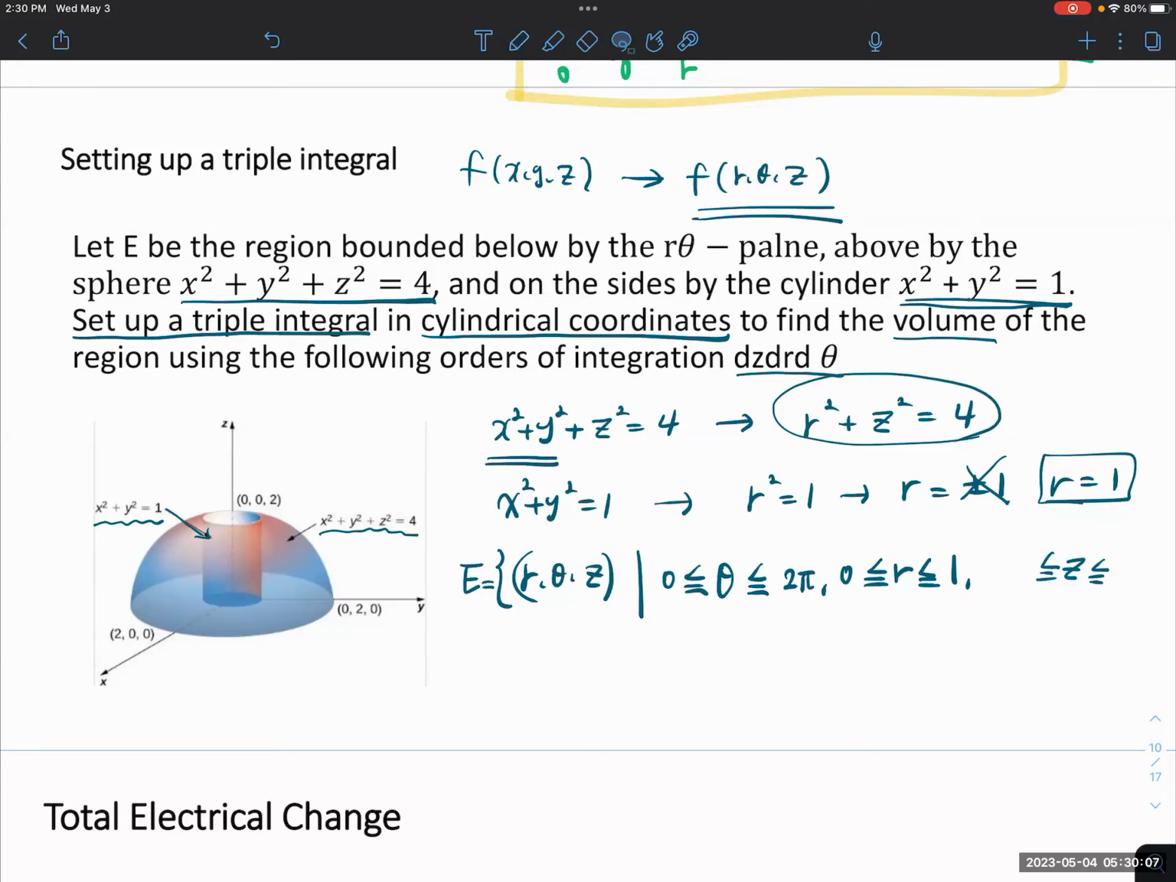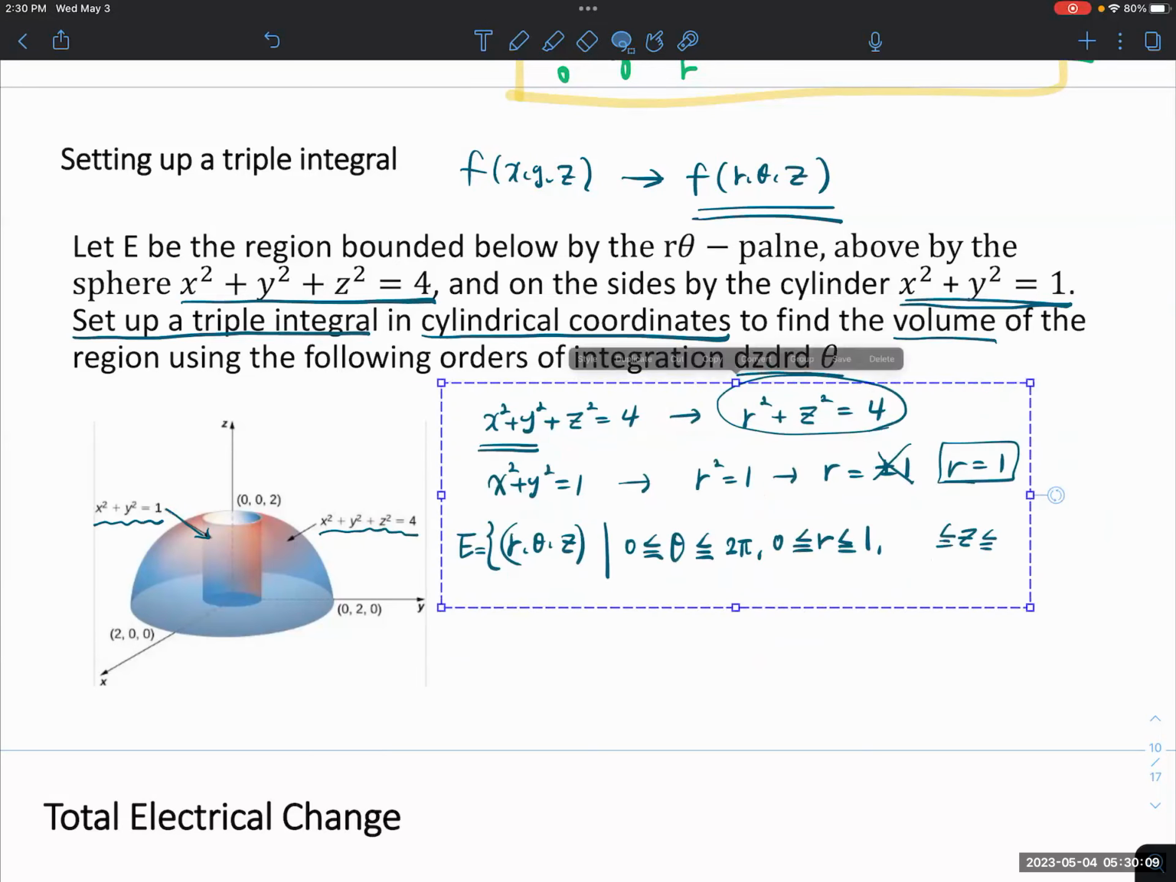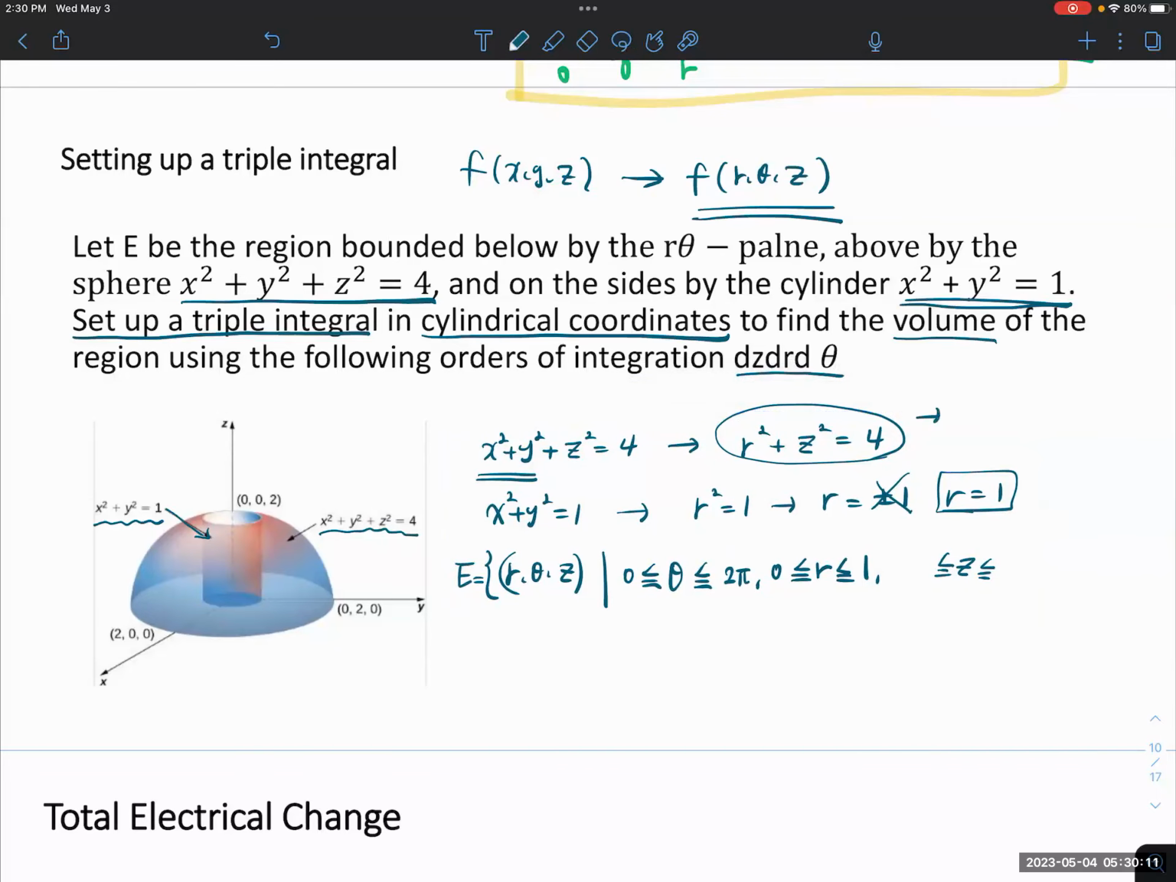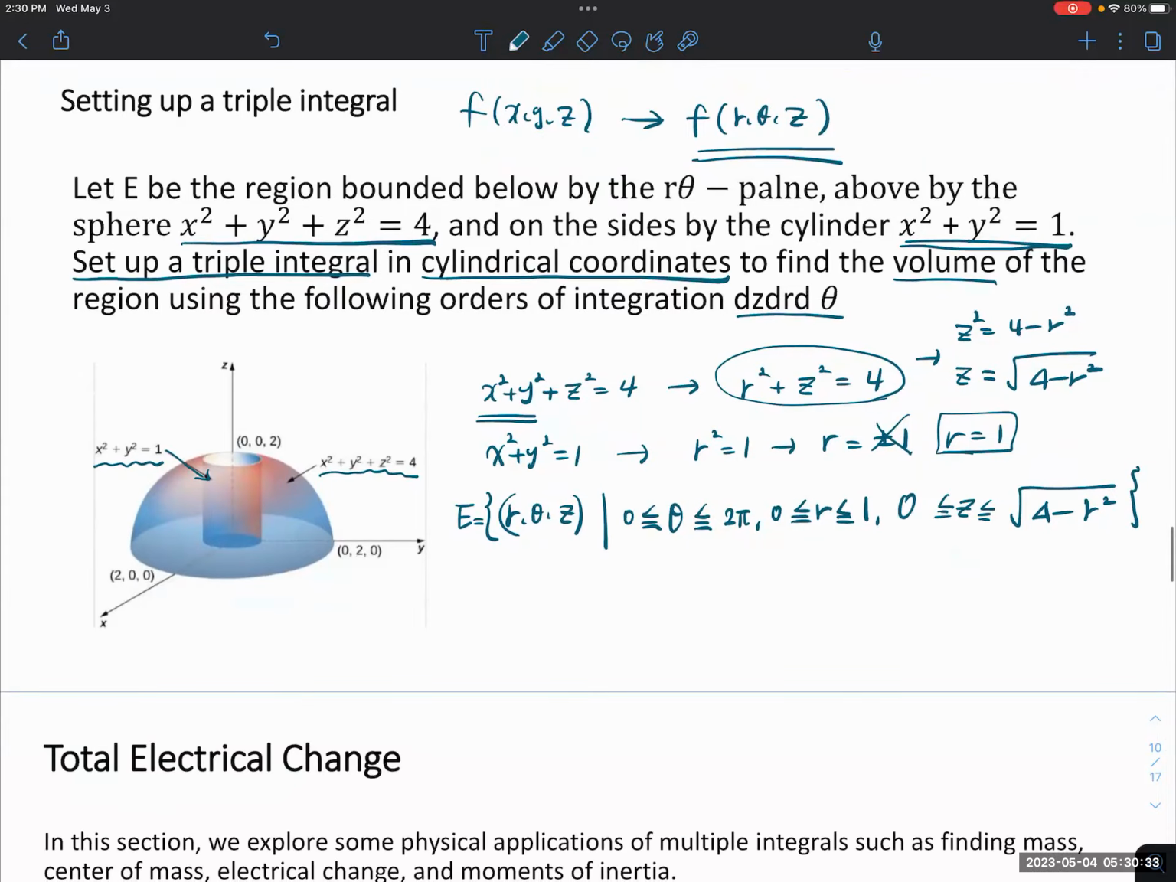So here, let me just minimize it. z squared equals 4 minus r squared. z equals the radical of 4 minus r squared. So z goes from 0 to radical 4 minus r squared. So everything is in terms of r, theta, and z. So we got that. This is your interval. And then setting up the equation.